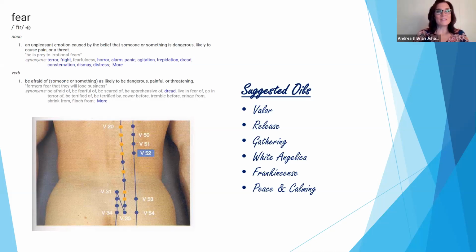So we were just talking about this first emotion, which is fear, and obviously you understand what fear is. Ephraim, am I correct that this is fear that is in the present? It's not something associated with the past. You're experiencing this now. Some suggested oils that would be great to use in conjunction with the massage techniques on this acupoint would be Valor, Release, Gathering, White Angelica, Frankincense, or Peace and Calming, because all of these will help to calm and balance this feeling of fear and also release it and let it go.